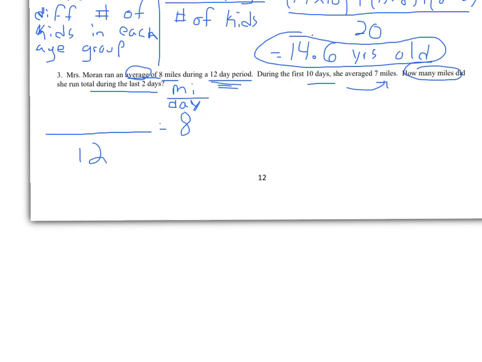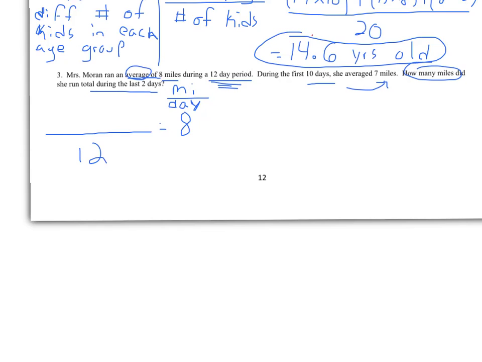Okay. So again, that's tricky, but you have to think it through. We're asking for how many miles did she run total during the last 2 days. Well, we're really wondering miles per day. We just need to know the last 2. Okay, so it's miles divided by days. Now, what's given to us? What other information? Well, during the first 10 days, she averaged 7 miles.